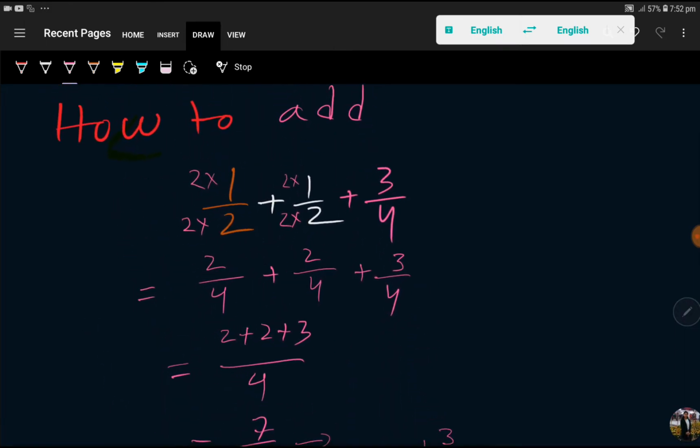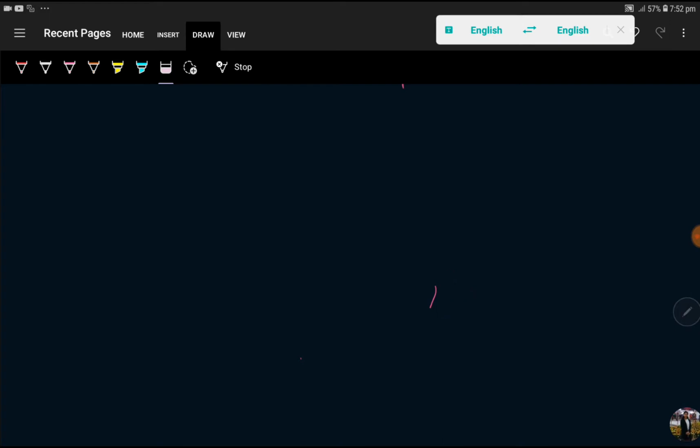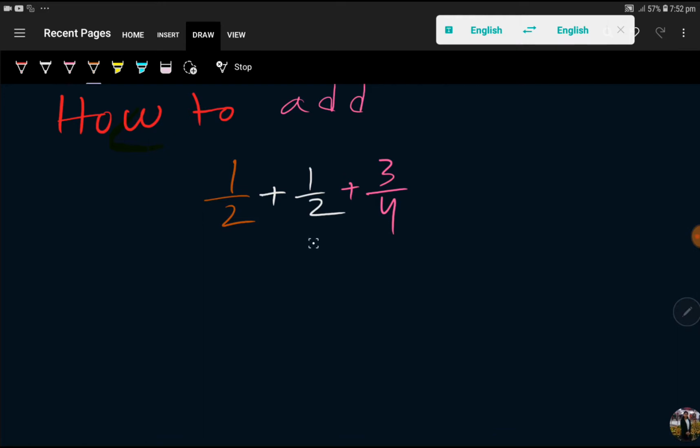Let me show the second method to add these three fractions. We need an identical denominator, right? And for this, what can I do? I will find the LCD, that is the least common denominator. I will find the least common denominator by LCM, that is the least common multiple.